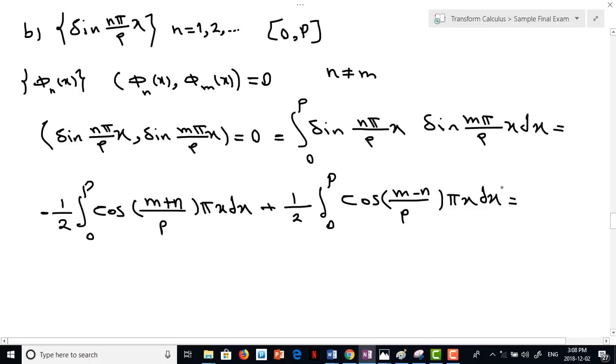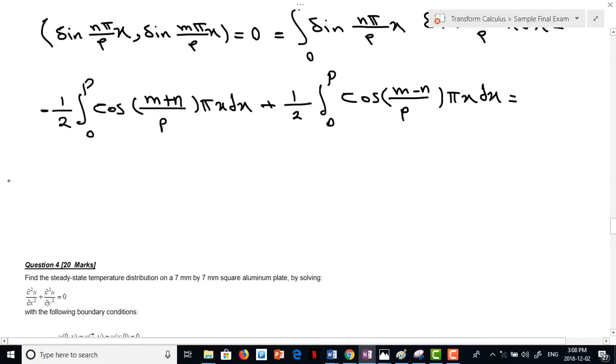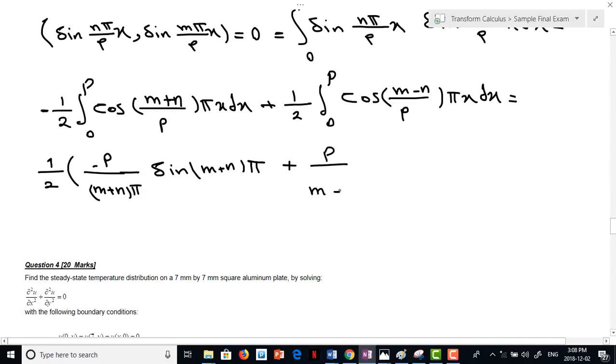You can easily find these two integrals if you solve them. So you're going to end up with half times minus p over (m plus n) pi, sine (m plus n) times pi, plus p over (m minus n) pi, sine (m minus n) times pi.